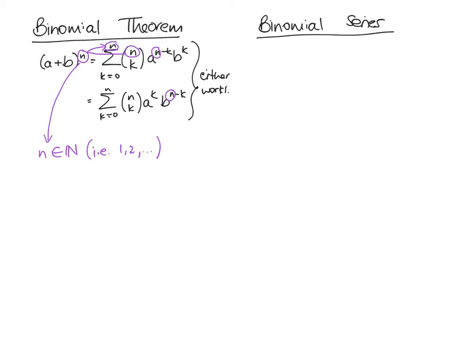The next thing that we need to think about is this n choose k. And let's remind ourselves what that's all about. Well, n choose k is n factorial over k factorial times (n - k) factorial.